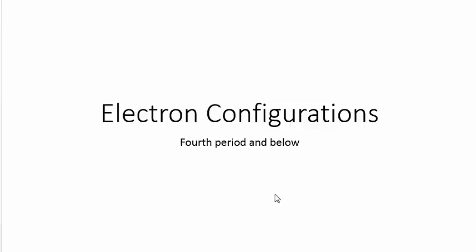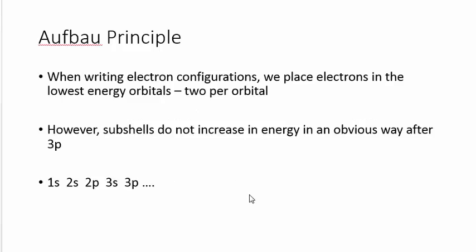We're going to take a look at electron configurations for the fourth period and below. We're still going to follow the Aufbau principle, which states that electrons will always be placed in the lowest available orbitals energy-wise, and we know that there's a maximum of 2 electrons per orbital. However, subshells do not increase in energy in an obvious way after 3p.